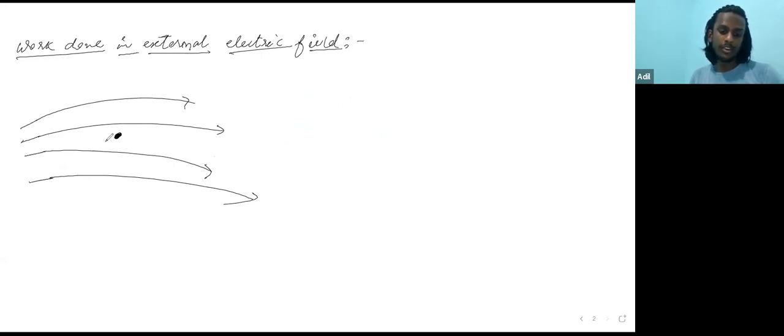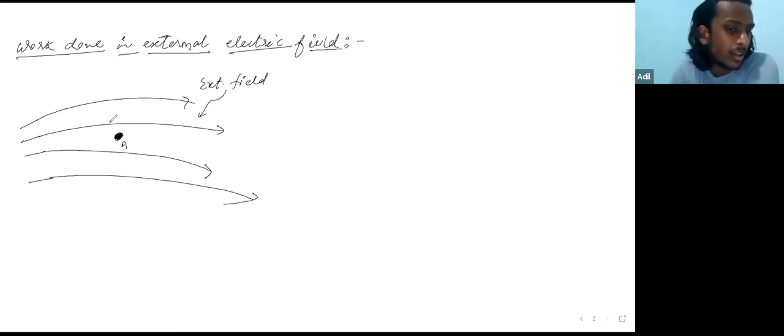Now, can you tell me what will happen if we put a charged particle at this position in this field? Remember that this is your external field. This charge is taken as infinitesimally small in size. Then can you tell me what will happen if you put a charged particle inside this electric field? Then we can say a force must be applied upon this charged particle.